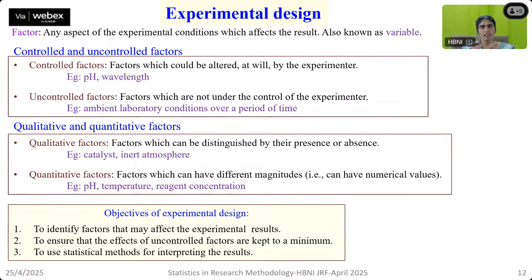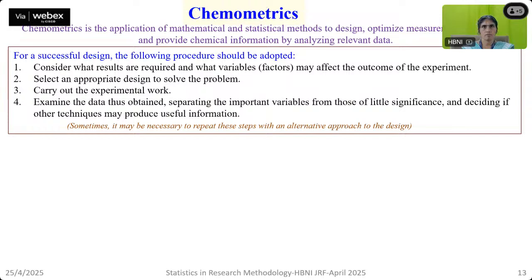Though it is not ideally possible to nullify all the uncontrolled factors, you can minimize the effects. And then you can have a statistical method for interpreting the results. We will see one example in this regard, how to interpret the data using some statistical method. One such design of experiment we apply in chemistry is chemometrics. That is the application of mathematical and statistical methods to design experiments, optimize the conditions of the experiment so that you get the output as desired by the analyst or experimenters.